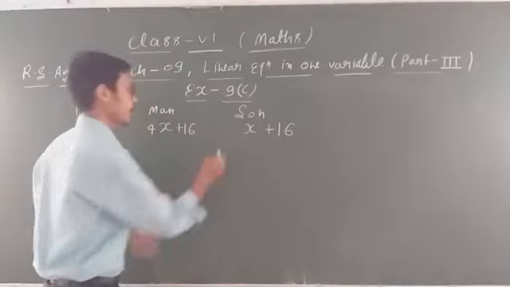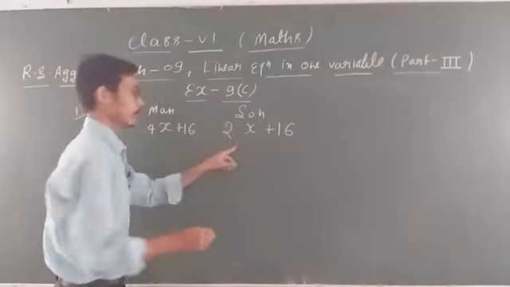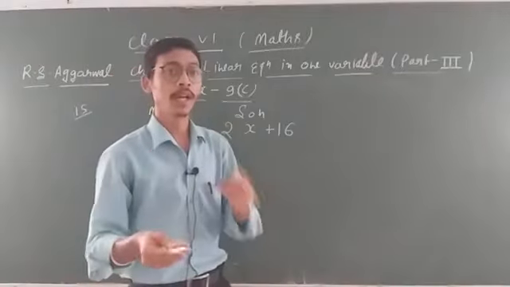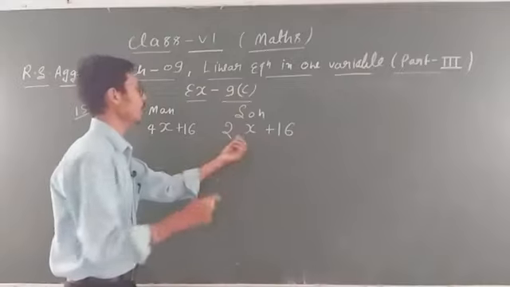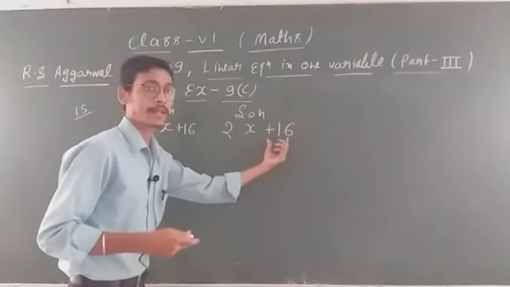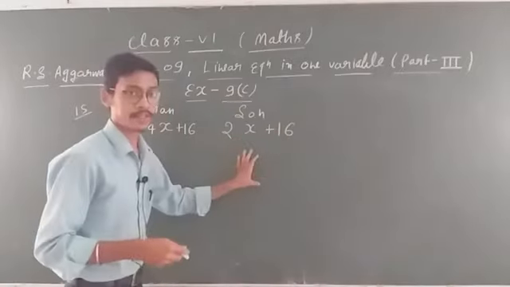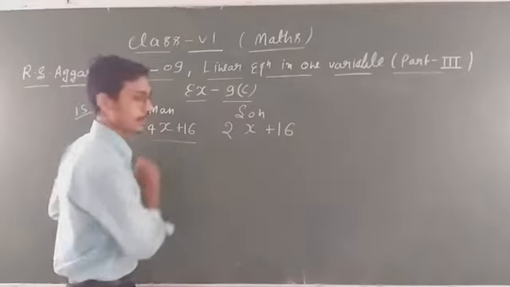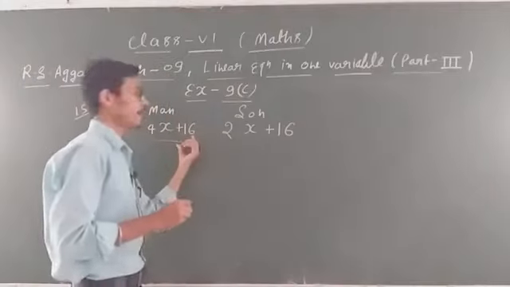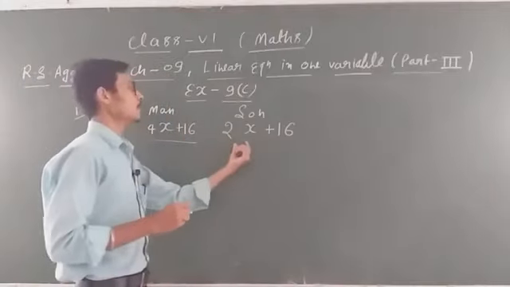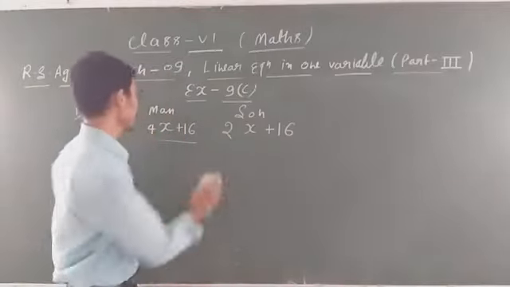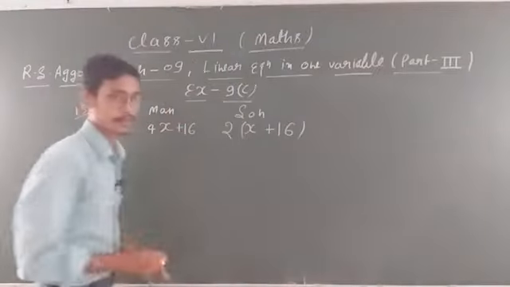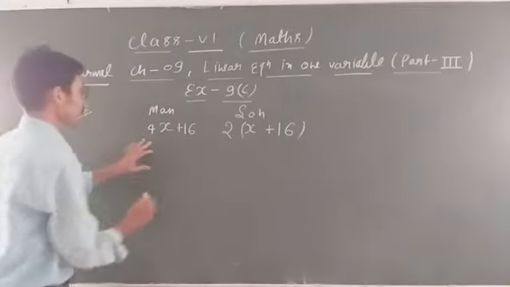Twice means multiply by 2, and one important thing, you have to multiply this 2 with the son's age. Why? Because the father is twice the son after 16 years. So here is father, here is son. The father is twice the age of the son after 16 years. So this will be in brackets. Now you have to solve this.